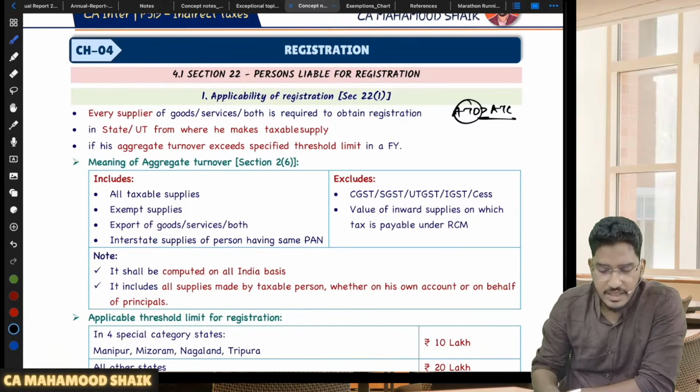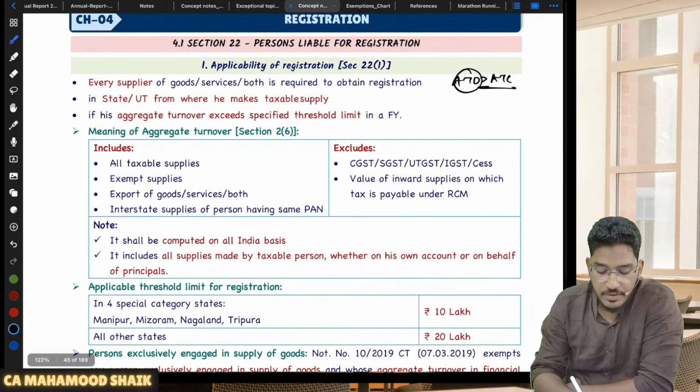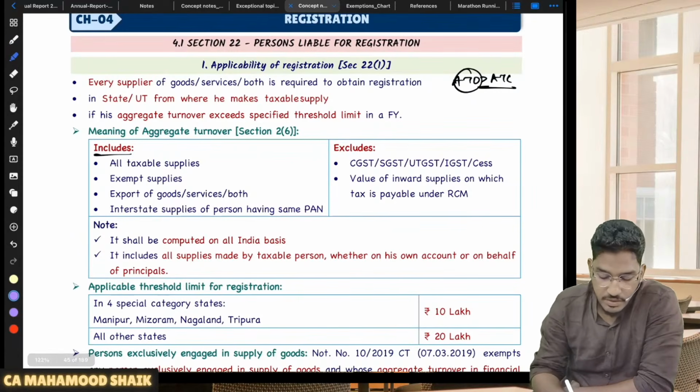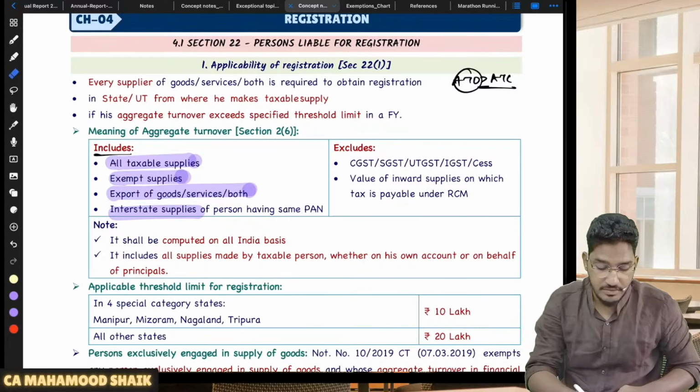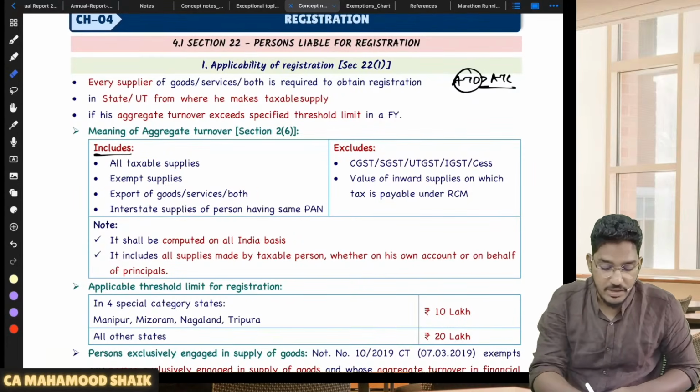That is very important. Various places you are going to come across this aggregate turnover. So what will get included in the aggregate turnover? All taxable supplies, exempt supplies, export of goods or services or both, interstate supplies of the persons having the same PAN. That also will get covered. Everything will get covered here. So what and all will be included in the aggregate turnover?